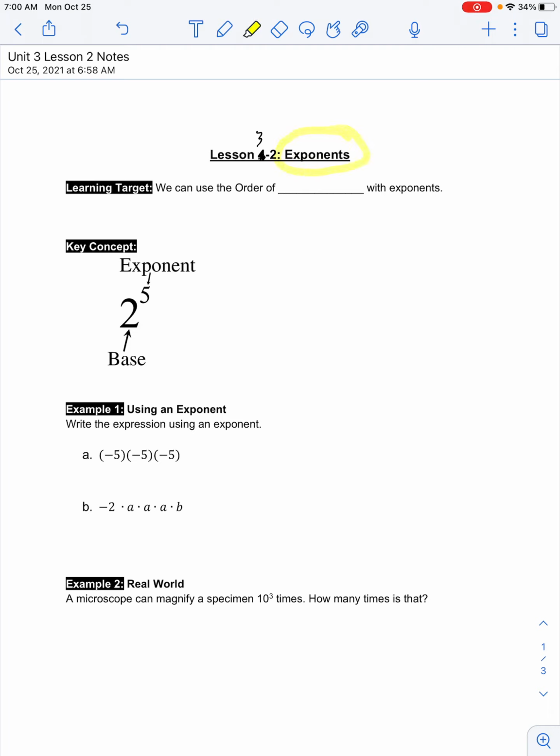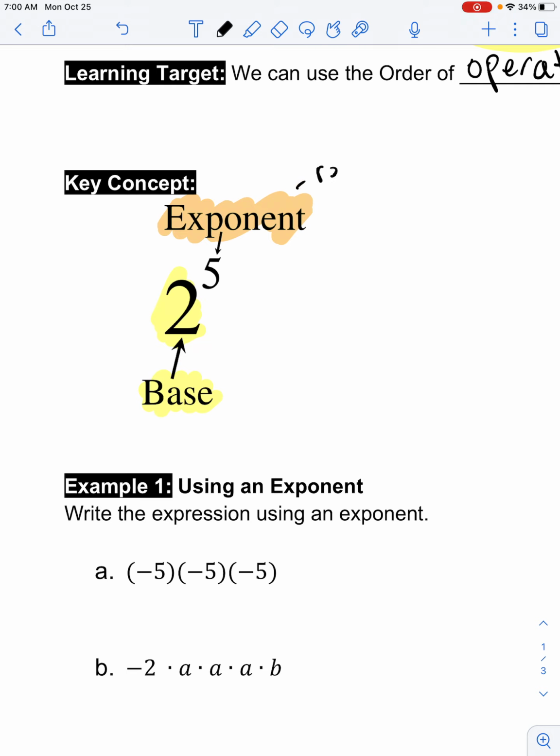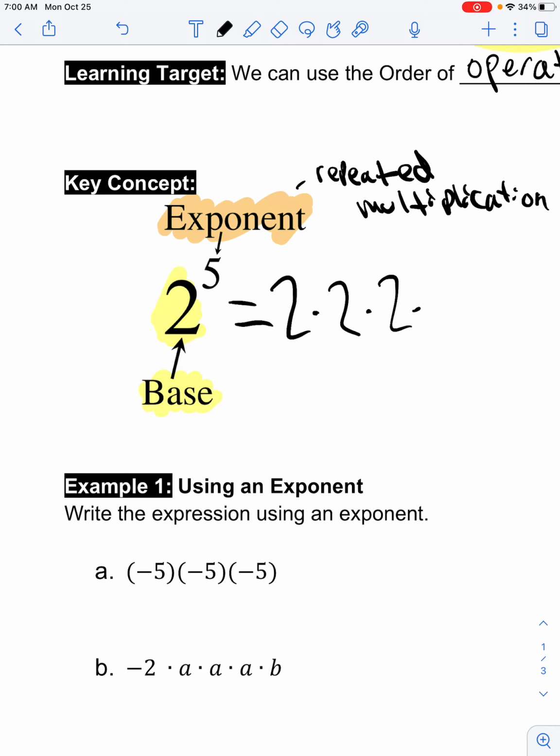All right, looking at our second lesson, we're going to talk about order of operations with exponents. So again, looking at our exponents, we have our base number, and then we have the exponent. Exponents are really like repeated multiplication. What I mean by that is that 2 to the 5th power really means 2 times 2 times 2 times 2 times 2.